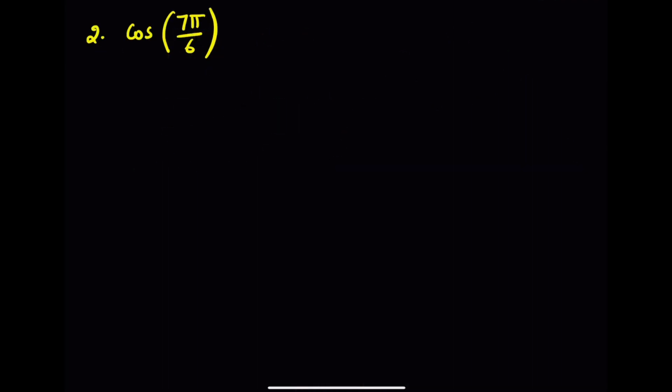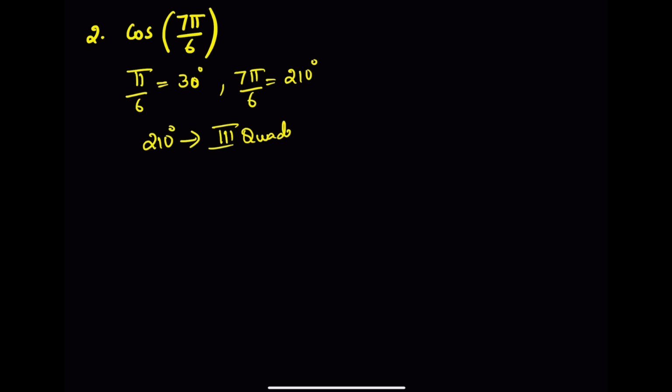Let's solve the second problem. We have to find the value of cos of 7 pi by 6. Now let's start by splitting this question. What is pi by 6? Pi by 6 is 30 degrees. So 7 pi by 6 is 210 degrees. So 210 degrees is in the third quadrant.